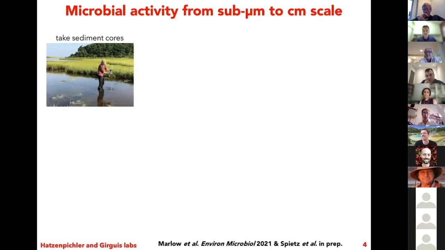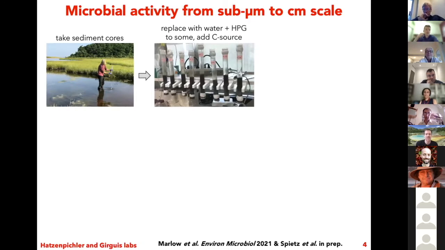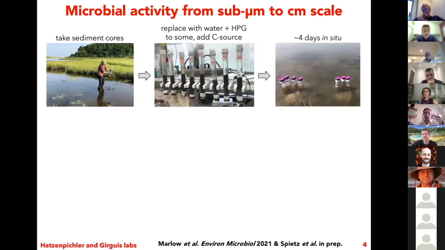microbial ecology site outside of Woods Hole in Massachusetts, where we took sediment cores, we brought them back into the lab, and then essentially replaced the water in these cores with water from the same site, to which we simply added this synthetic amino acid called HPG. And then to some cores, we also added complex carbon sources to basically see how the microbial community responds to the addition of different carbon sources. We then put them back into the environment.